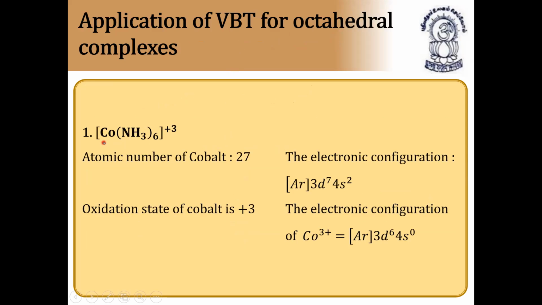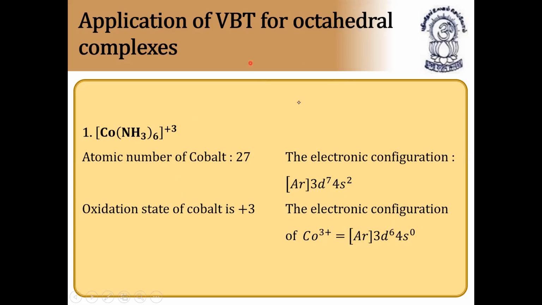So let us see hexaamine cobalt(III). This is a complex, and the atomic number of cobalt is 27. The oxidation state of cobalt is +3, because it is shown already here. And the electronic configuration of +3 cobalt: what is the atomic number of cobalt? 27. So 3d7 4s2. Actual cobalt is 3d7 4s2, and the +3 configuration is 3d6 4s0. Two electrons from the s orbital and one electron from the d orbital are going off. So this is called hexaamine cobalt(III).